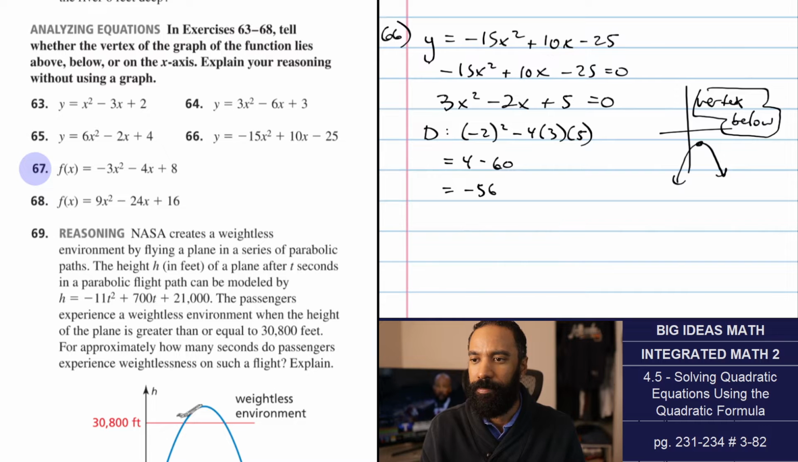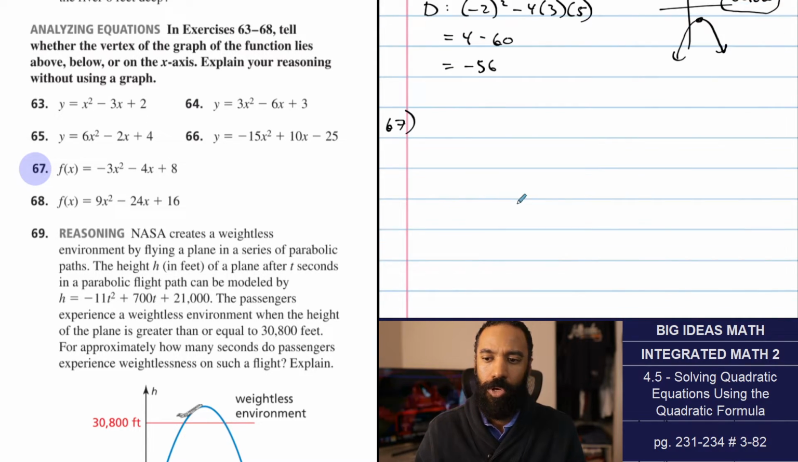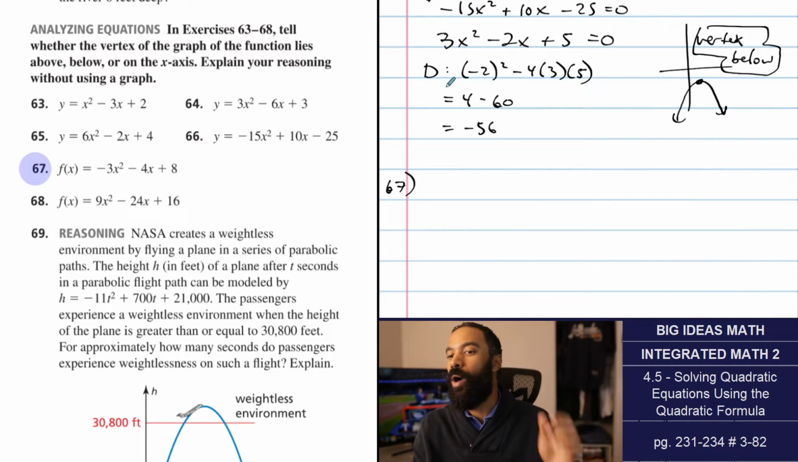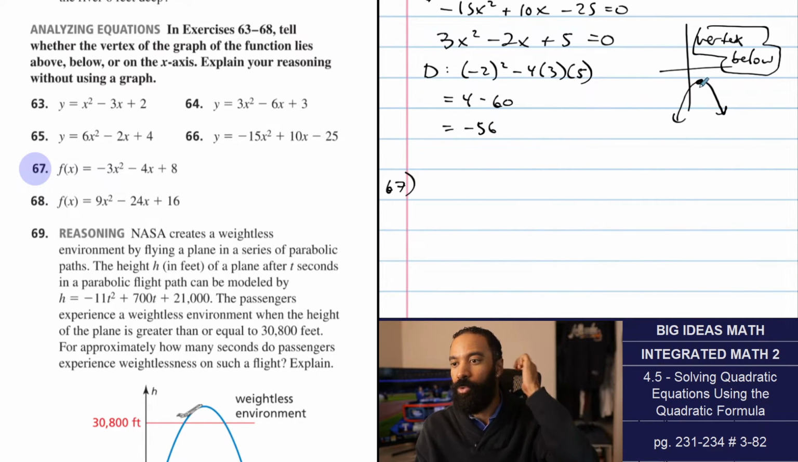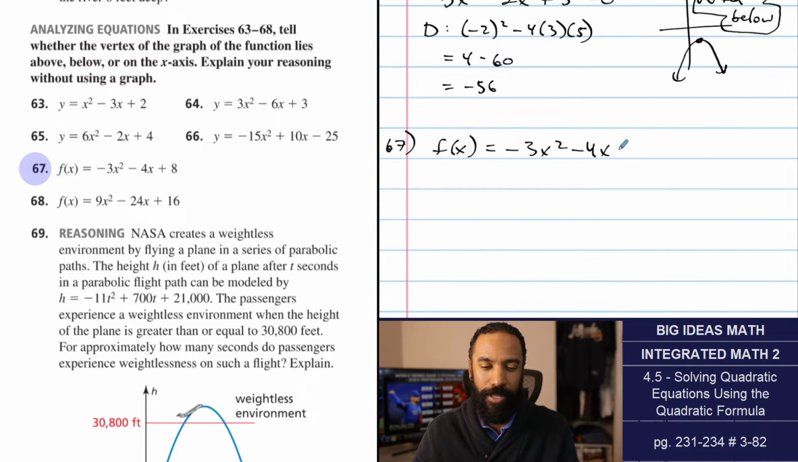Number 67. We have, oh, did they say without graphing? Without using a graph. Well, so I'm not using a graph. I'm showing you what the graph is telling you, if that helps. F of x equals negative 3x squared, because I'm not plotting points, plus 8. I want to see if this is factorable. I got to first factor a negative 1 out, though. 3x squared plus 4x minus 8.